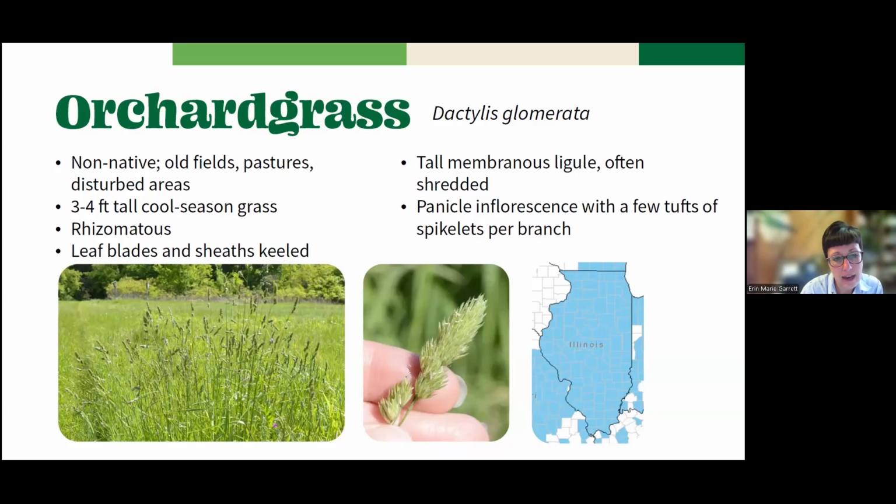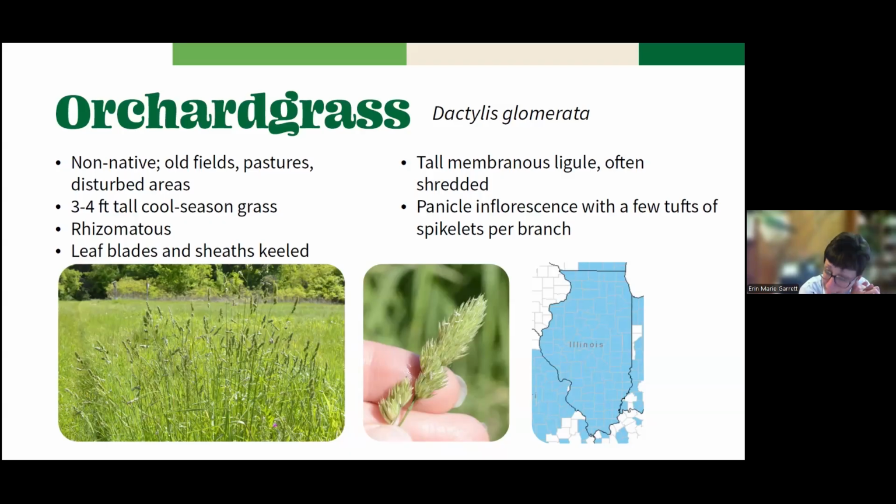And it does have a keeled leaf blade and sheath. We did talk about that yesterday, I think, with the beaked panic grass. So keeled in this way refers to those structures looking like they were folded in half and retain that crease like a piece of paper. They also have a tall membranous ligule that's often shredded at the top. So we looked at that fringed ligule. This one is very early in the season already going to look shredded.